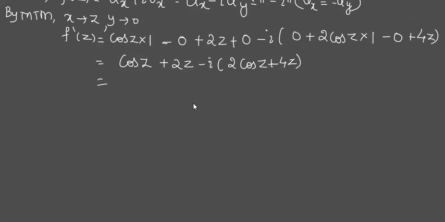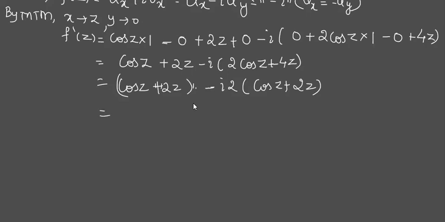What is common in this bracket? Cos. After that, you have a 2 common. So if you take 2 common, everything is the same: it is cos z plus 2z. You have cos z plus 2z again. So isn't the bracket common? If you take the bracket common, it is cos z plus 2z common.